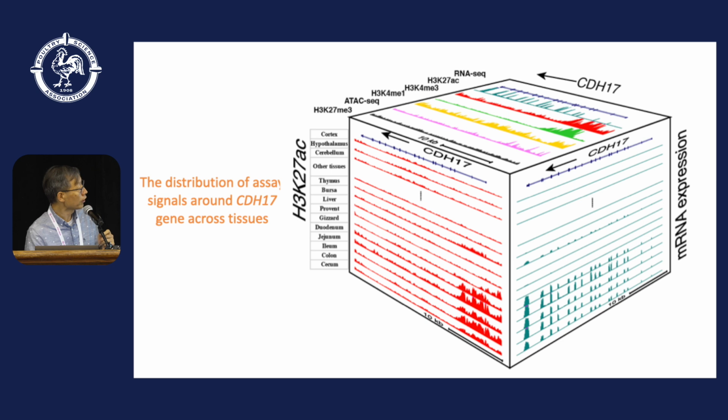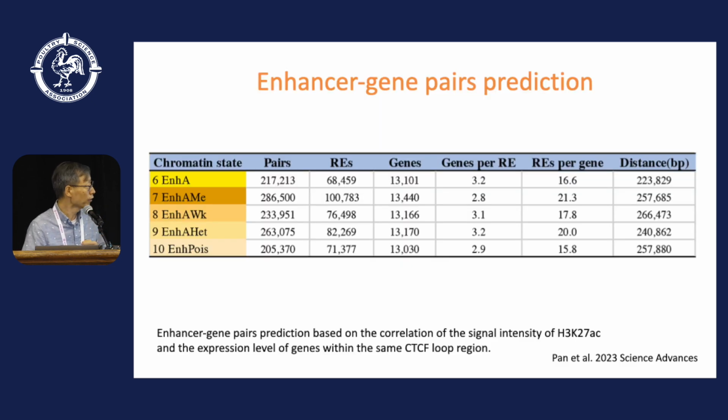And then we look across many different assays, and you can see they are coordinated with each other. All of those active assays have peaks. But for the repressive marker H3K27 trimethylation, there are no peaks. This indicates how the coordination of different marks can provide information to help us annotate all of these. So this is the enhancer-gene pair prediction. If you look at it here, we have 5 different types of enhancers.